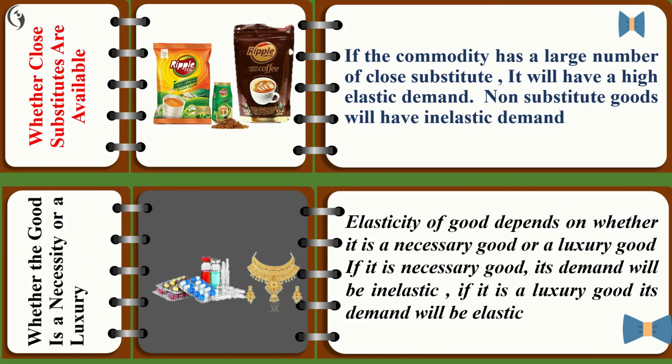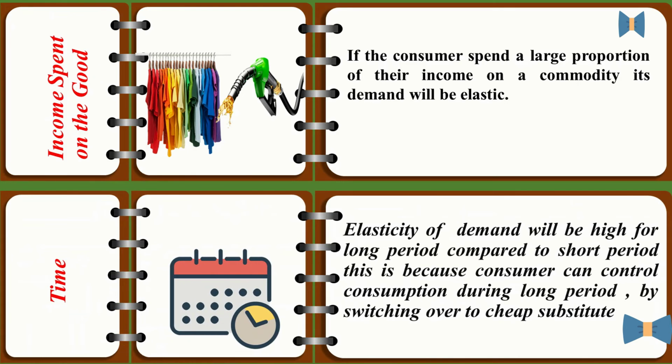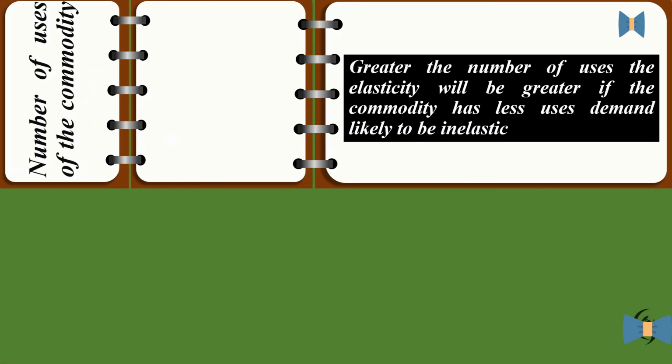Whether the good is a necessity or a luxury. Elasticity of a good depends on whether it is a necessity or a luxury good. If it is a necessity, the demand will be inelastic. If it is a luxury good, the demand will be elastic. Income spent on the good: if consumers spend a larger portion of their income on the commodity, demand will be elastic. Time: elasticity of demand will be higher in the long period compared to the short period.